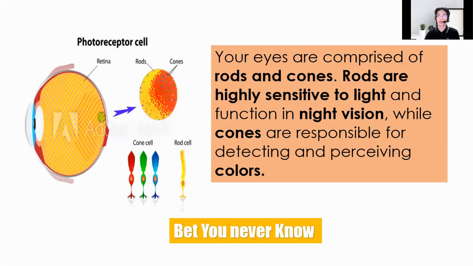Your eyes are comprised of rods and cones. Rods are highly sensitive to light and function in night vision, while cones are responsible for detecting and perceiving colors. So, where are these photoreceptors located in the eye? The rods and cones are located in the retina.